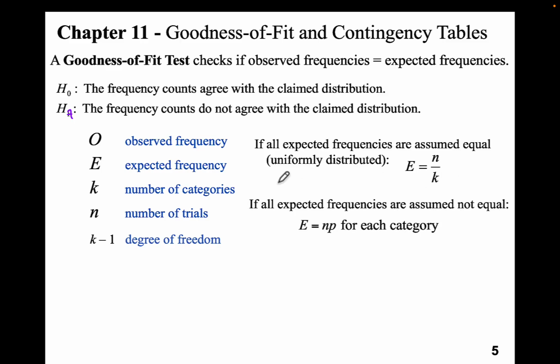The other option is if all our expected frequencies are assumed not to be equal. In that case, we would not expect to see a uniformly distributed set of observations. Capital E in that case would be equal to the number of trials times each trial's probability of success for each category.